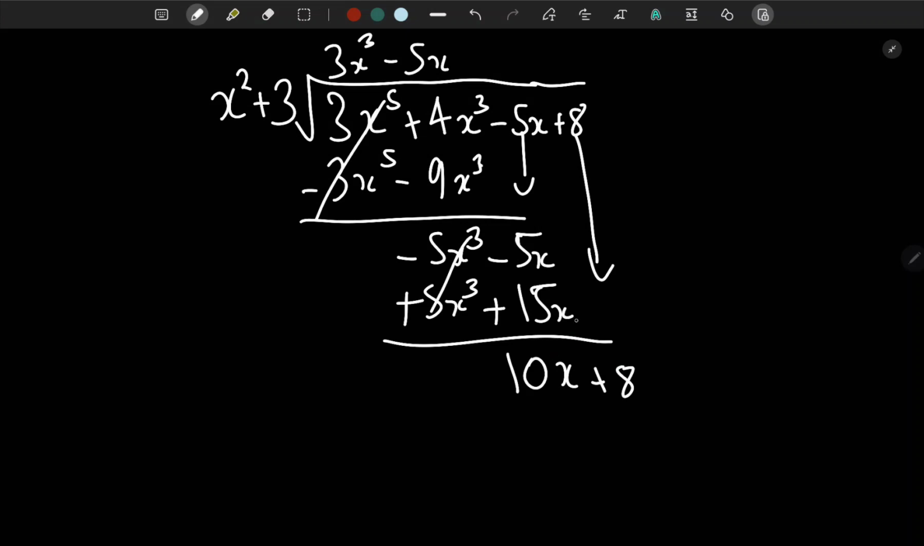So do you think that we can divide 10x by x squared? That is just not possible, because the degree of x here is 1 and the degree over there is 2. So this is where we stop, and we know that this is the remainder.